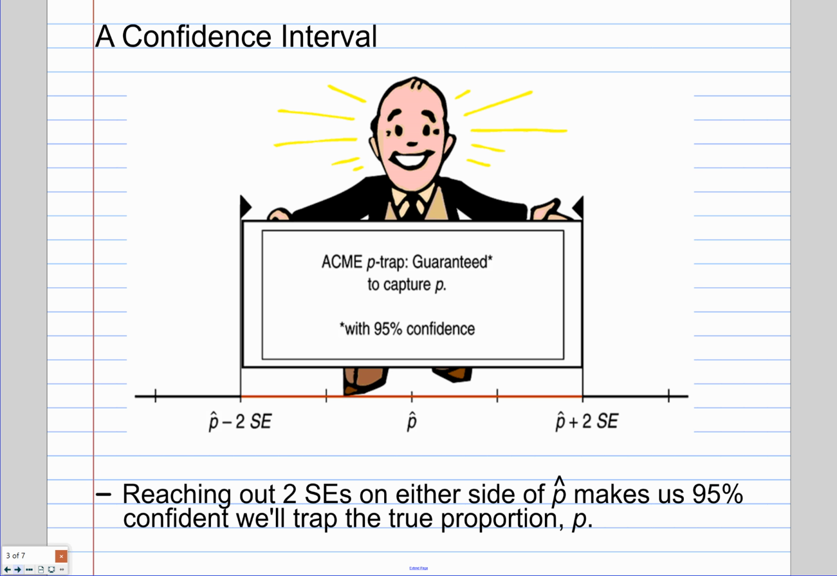Okay, so we can talk about how confident we are that we have captured or trapped the true population proportion P. Will we ever know if it's in our interval? Will we ever know if it's in our interval? We will never know. Okay? That's why we say that we're 95 or 90 or 99. We have a confidence level that explains how wide our interval is.